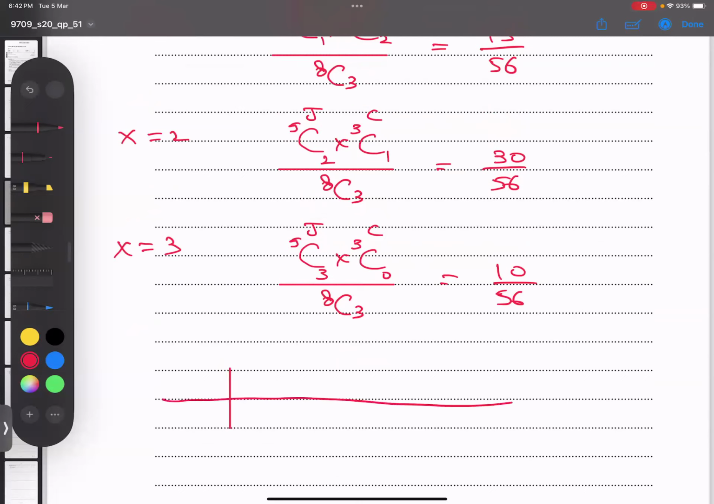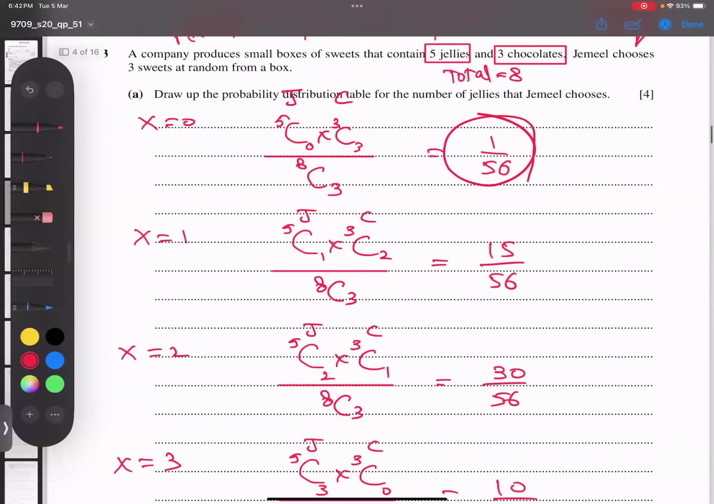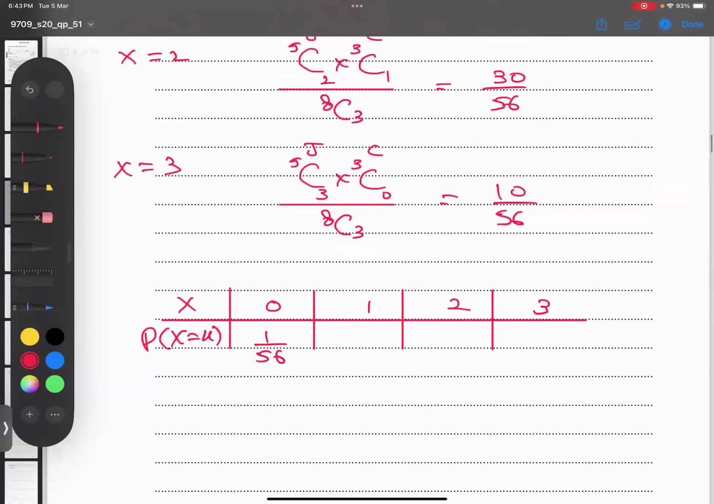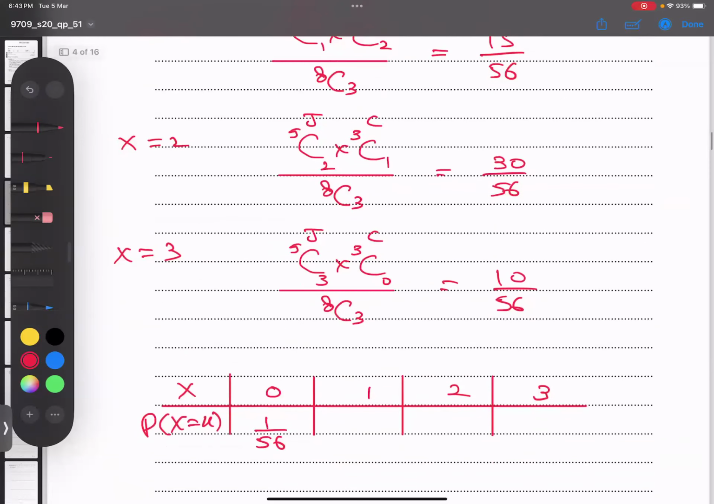look, I'm writing now, finally. So this is X, probability of X, and option 0, option number 1, option number 2, option number 3. So the first answer is 1 out of 56 in case of 0. 1 out of 56. In case of 1, 15 out of 56. In case of 2, 30 out of 56. In case of 3, 10 out of 56.